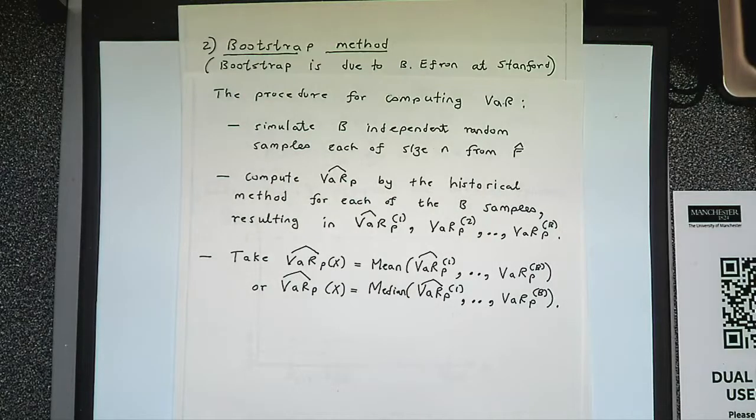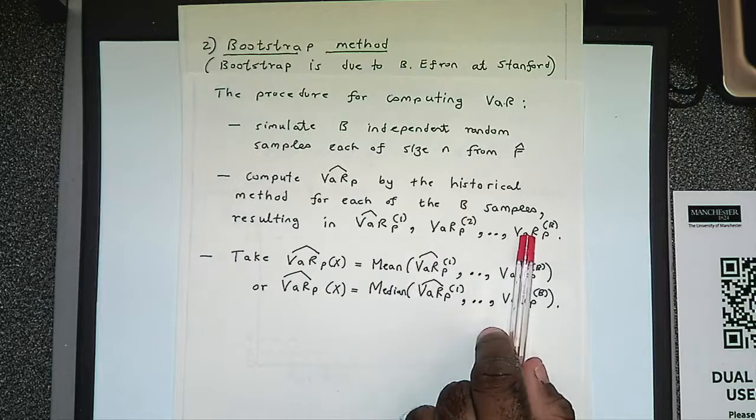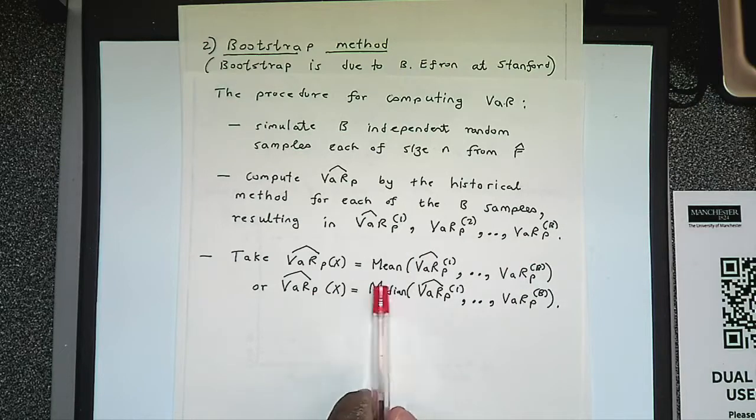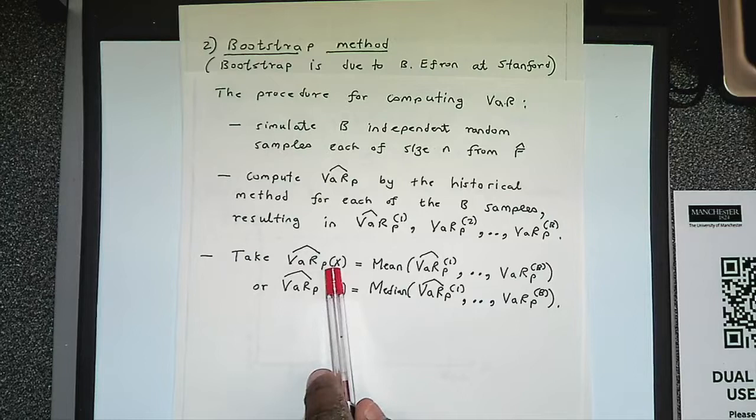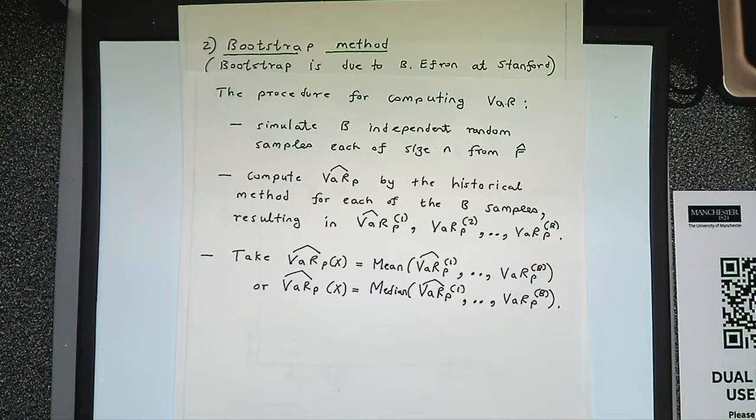So if you have B equal to 100, you will simulate 100 samples, each of size n, and for each of the 100 samples you will compute VaR by the historical method. So it will give you 100 different estimates. And finally you take the VaR to be the mean or the median of these 100 estimates. All right, so that's the bootstrap procedure.